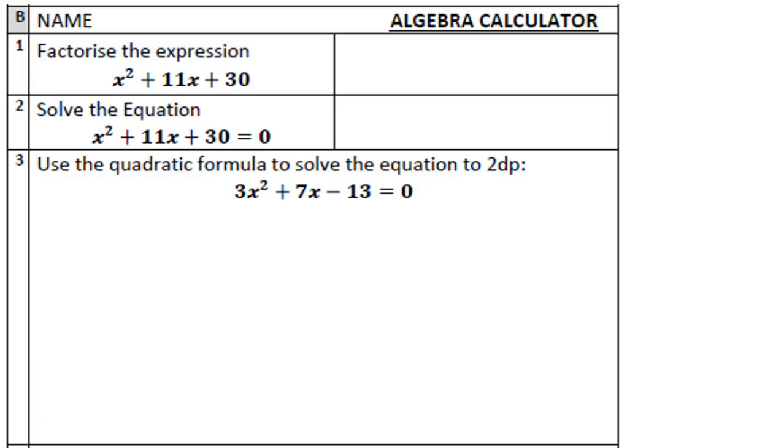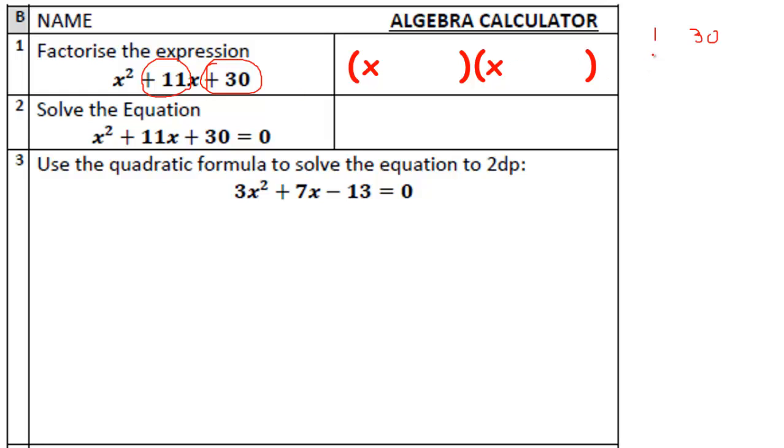Okay, so the first one says factorize this quadratic expression. You should be pretty okay with this. Two pairs of brackets already. Put x at the front, x at the front. We need to get two numbers that times together to give you 30. So you could try 1 and 30. But remember, you need to get these numbers to combine together to add up to positive 11.